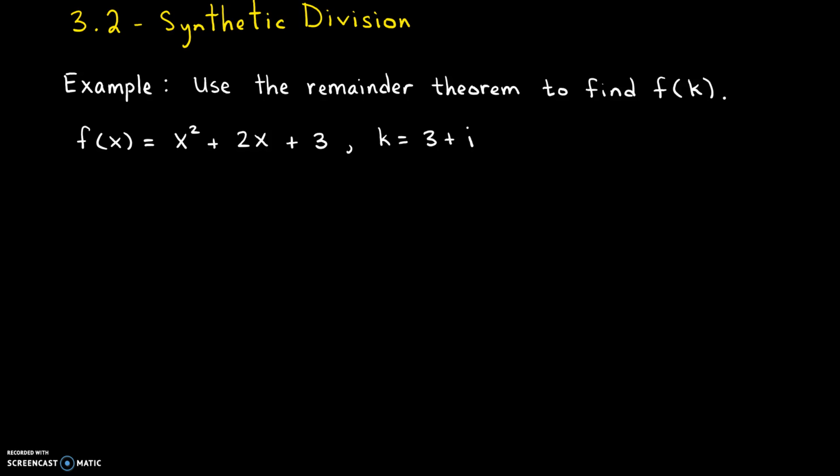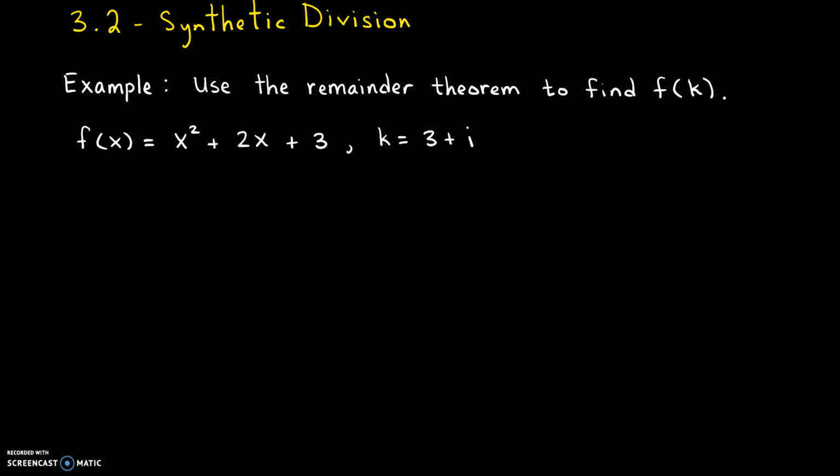We're going to continue our discussion on section 3.2. This example says to use the remainder theorem to find f of k, where f of x is equal to x squared plus 2x plus 3, and k is equal to 3 plus i. So what does this mean, or what do they want us to do?